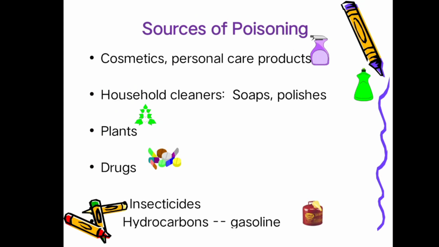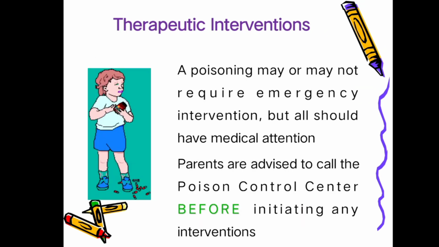Sources of poisoning are cosmetic products, personal care products, household cleaners like soaps and polishers, plants, even the drugs taken by the grandmothers, grandfathers or family members, and insecticides used in the homes, which can be ingested by the children. Next are hydrocarbons, that is gasolines, which can be inhaled by the babies and are also poisonous.